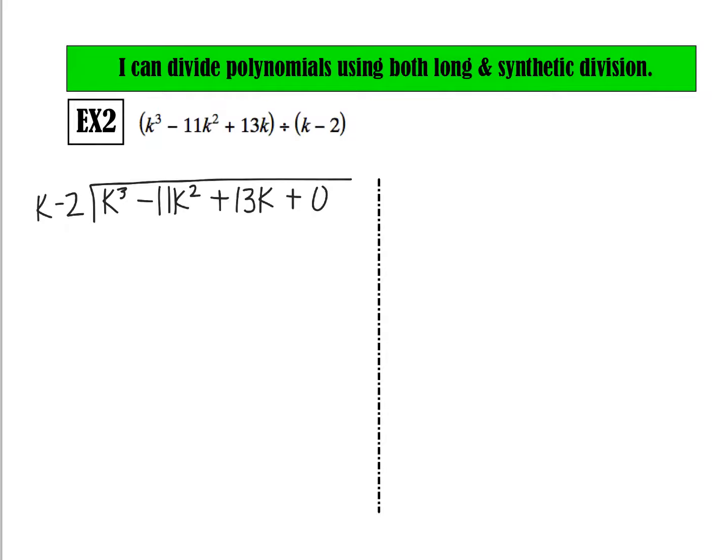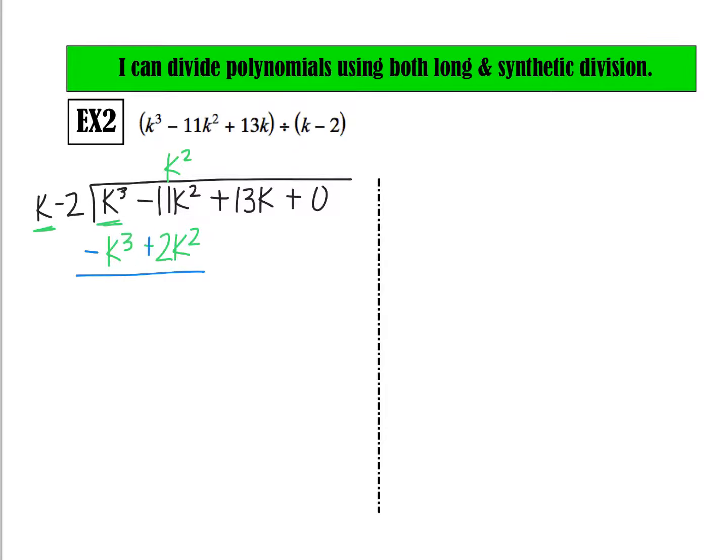All right, so we're going to start out. How do I make k look like k to the third? What can I multiply it by? I can multiply it by k squared. So then I'm going to distribute k squared to the binomial. So it's going to become k to the third minus 2k squared, because that is what k times k squared is, and negative 2 times k squared is. All right, then I do the opposite, and I combine like terms.